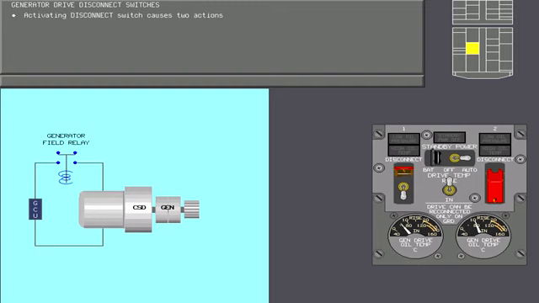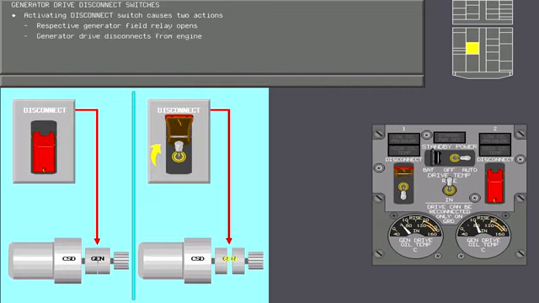Now touch the left generator disconnect switch again to move it to the disconnect position. Activating a disconnect switch causes two actions. The respective generator field relay opens, which in turn causes the associated generator breaker to open, and the disconnect solenoid in the generator drive energizes, causing the generator drive to disconnect from the engine.